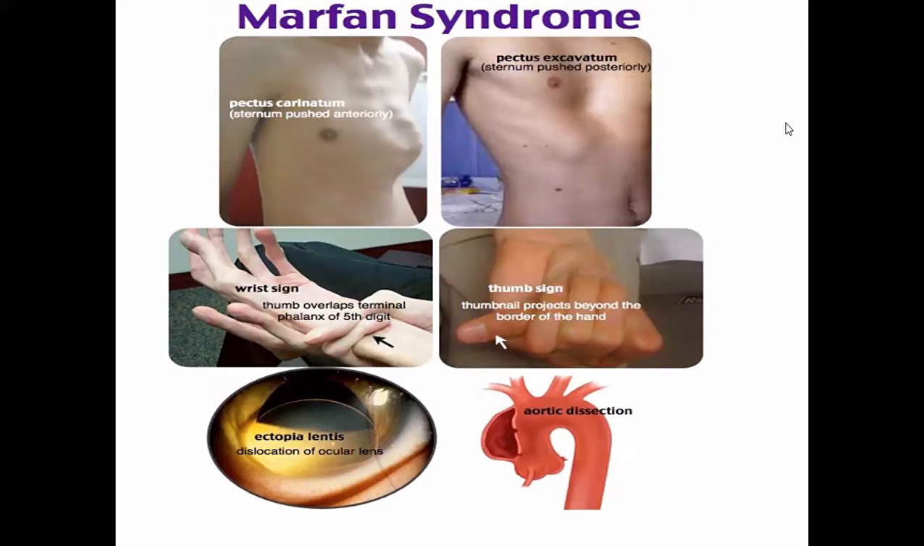Then ectopia lentis, dislocation of the ocular lens. And then aortic dissection.